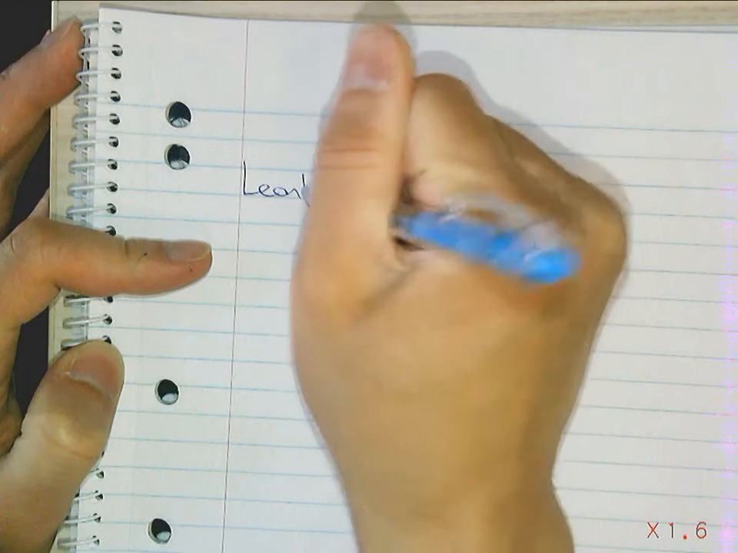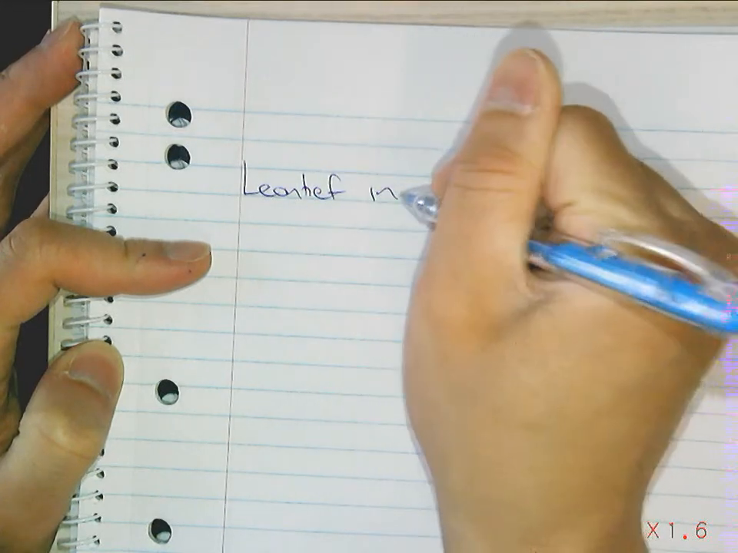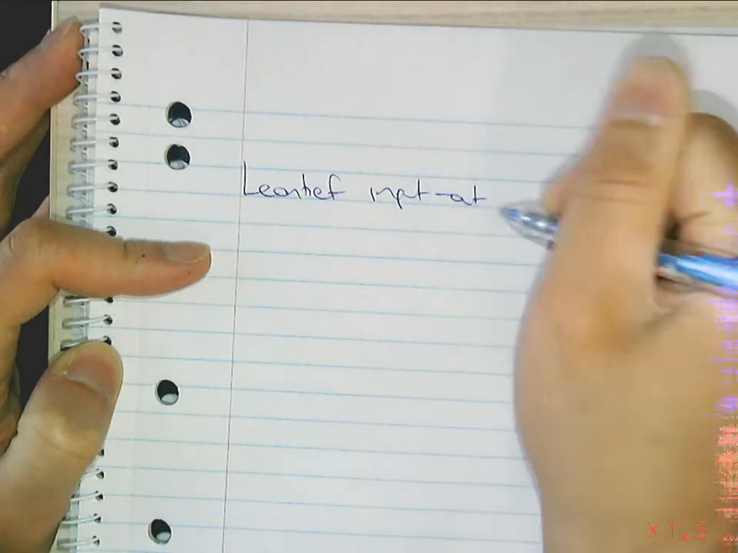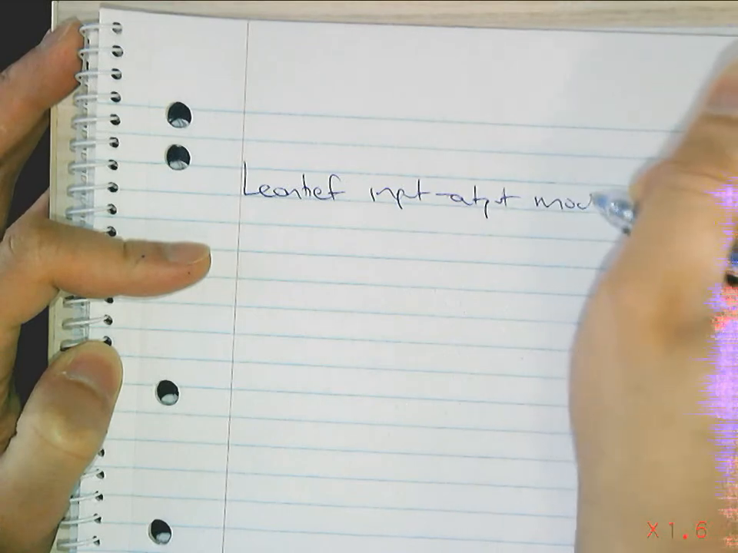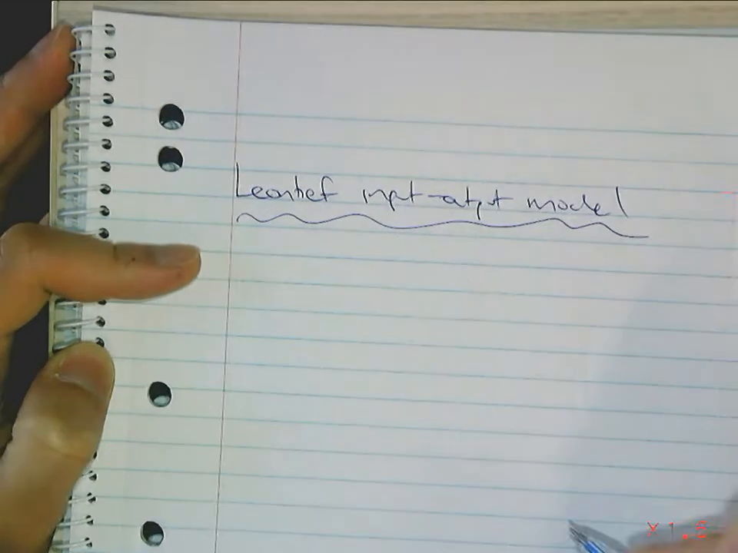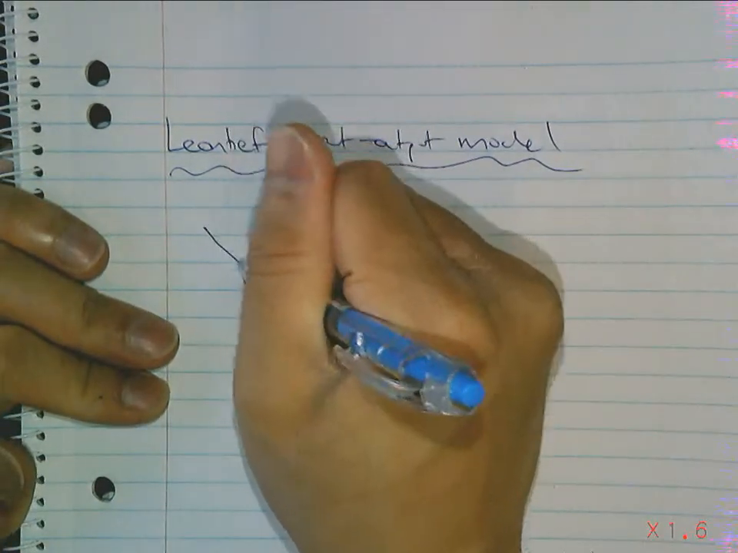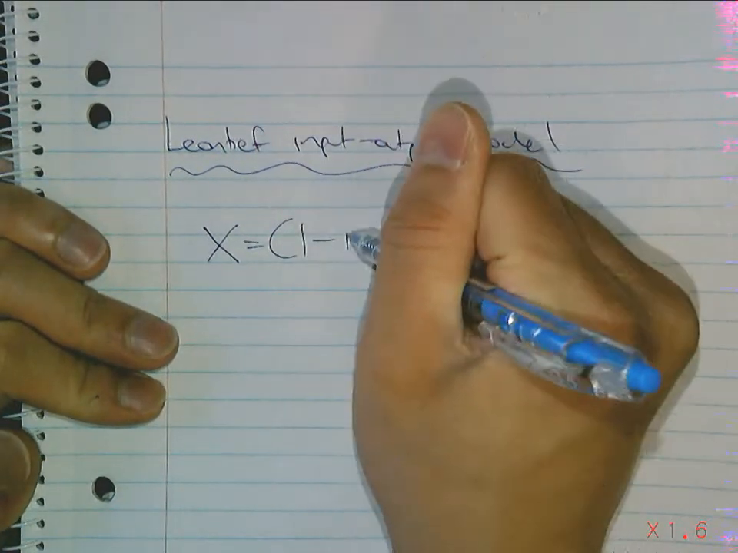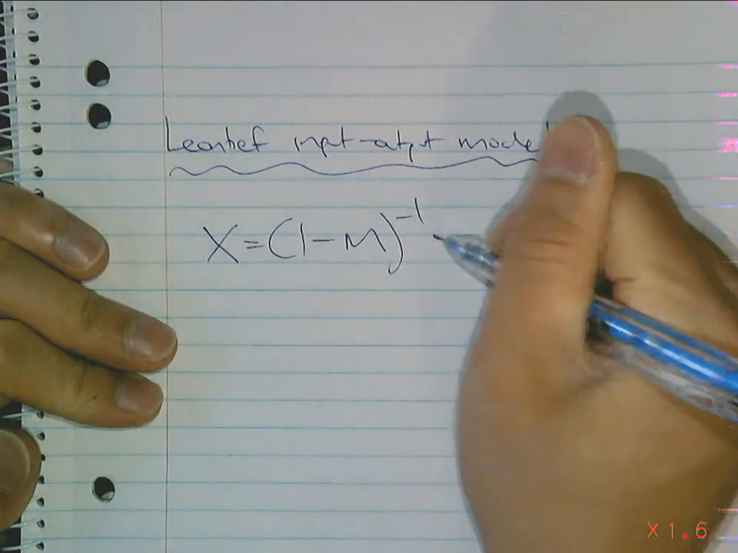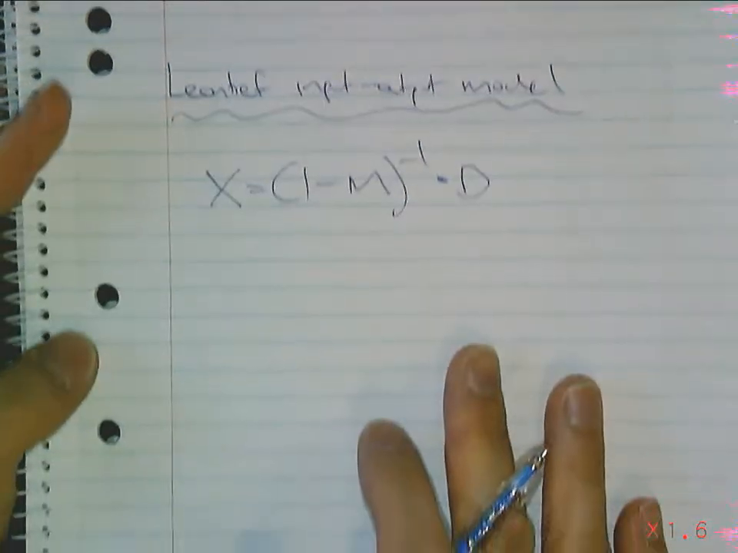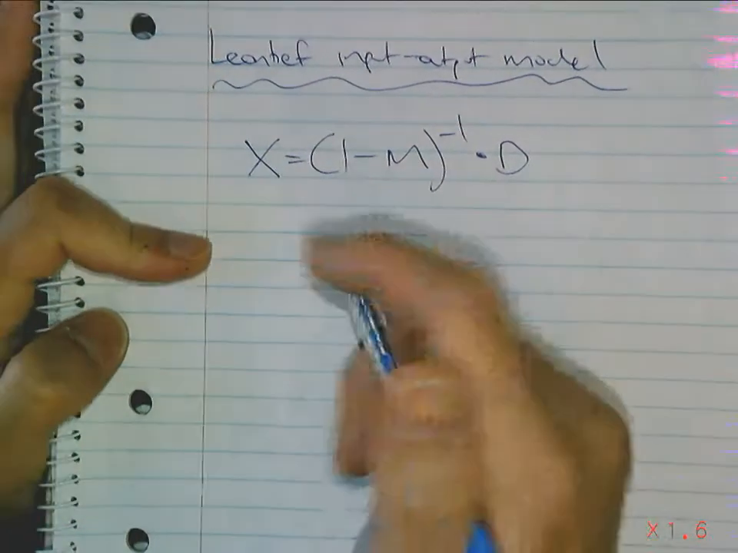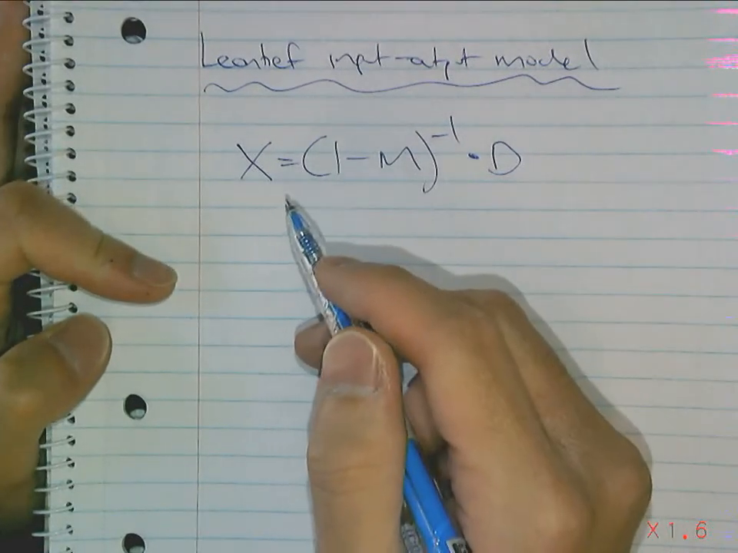We're actually dealing with what's known as the Leontief input-output model. When you're dealing with this Leontief input-output model, you are dealing with a general solution that looks as follows: X is equal to (I minus M) inverse multiplied by D. Okay, so let's denote some notations.